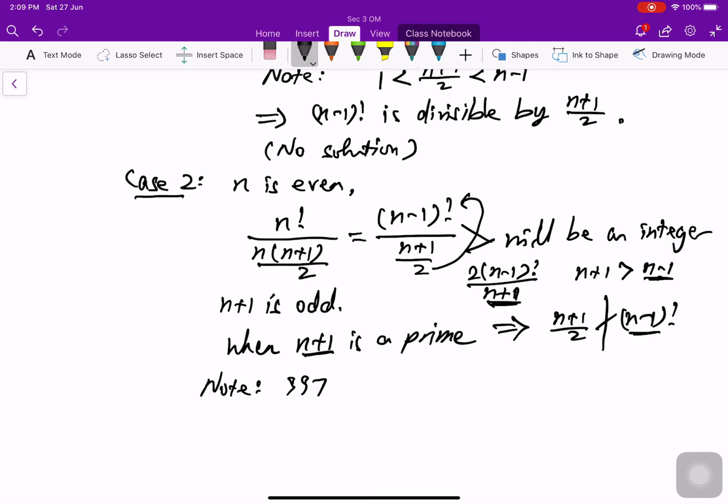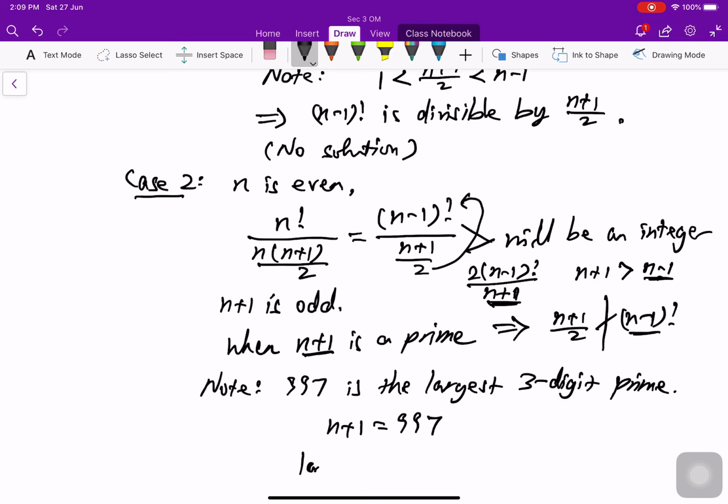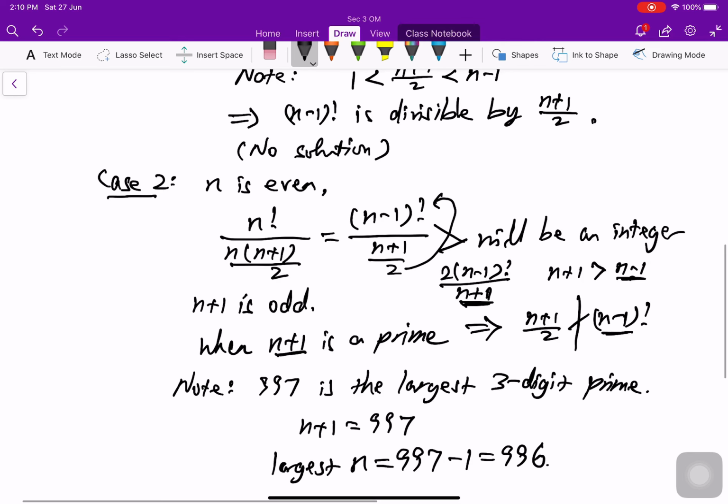Then in this case, take note, 997 is the largest 3-digit prime. I think you may need to know this. That means n plus 1 is actually 997. Therefore, the largest n that we are looking at is 997 minus 1, and that would be 996. I think you need to know this result, that 997 is the largest 3-digit prime. Okay, with that, more or less we solved the question.